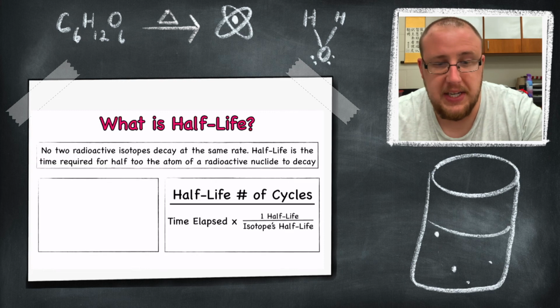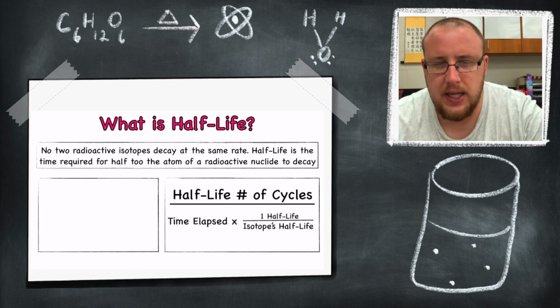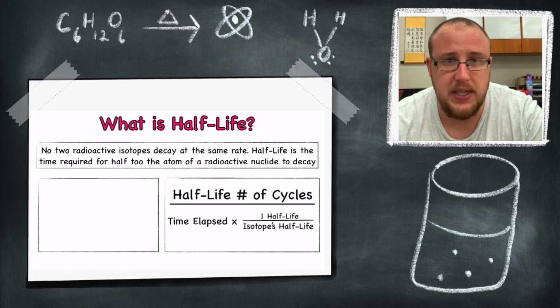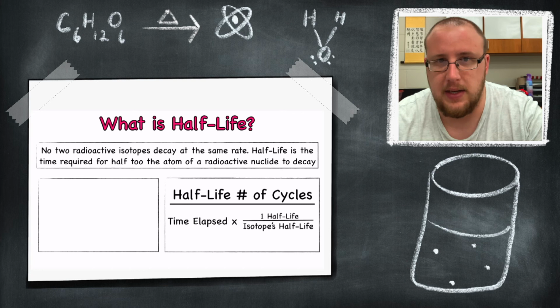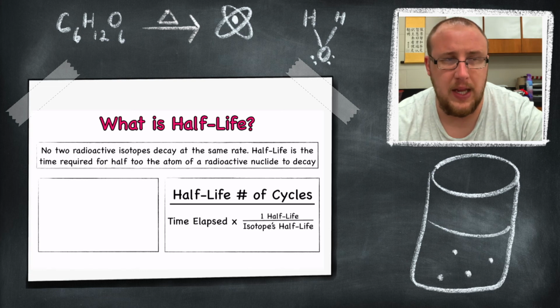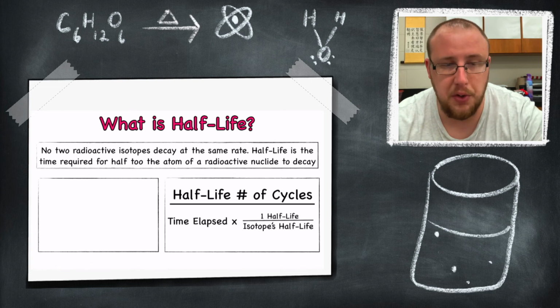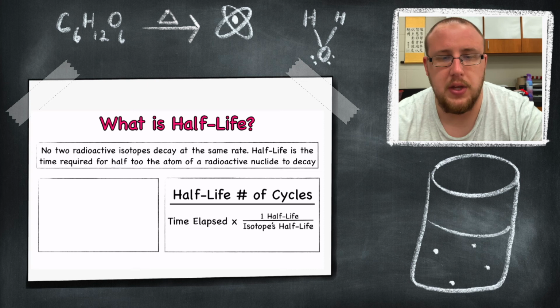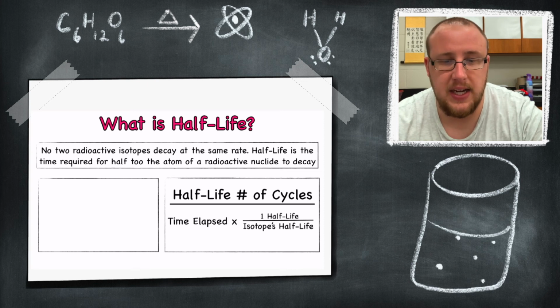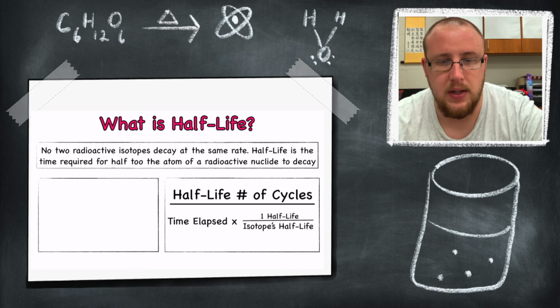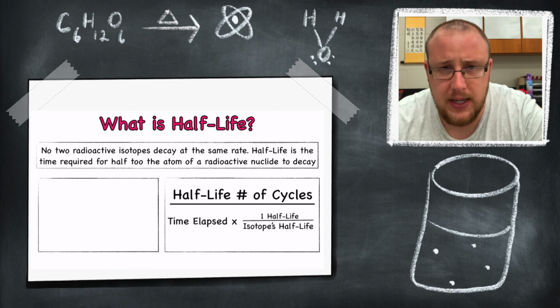Our final topic today is half-life. So what is half-life? What's the big deal about it? Well, no two radioactive isotopes decay at the same rate. One might be decaying a lot faster or slower than the other. Because of that, we use half-life to show the time required to decay exactly 1/2 of that atom, or 1/2 of that isotope.